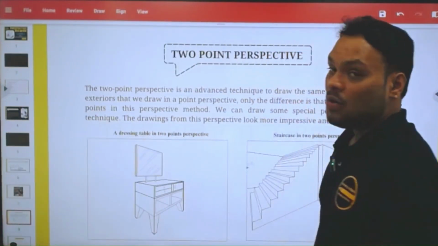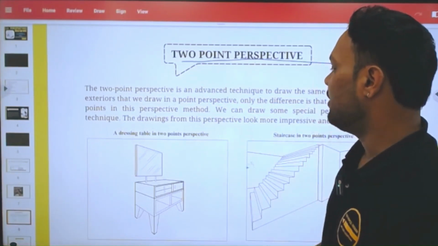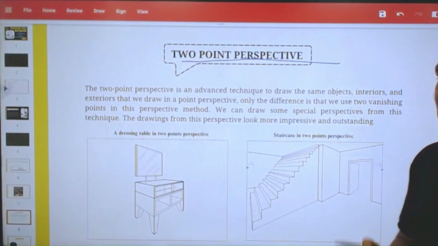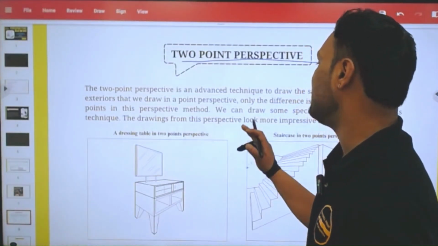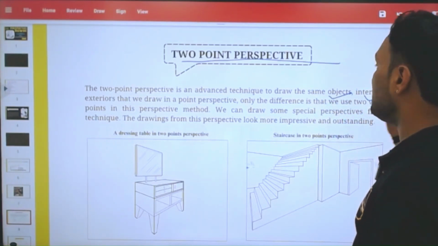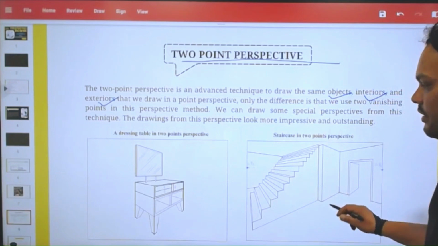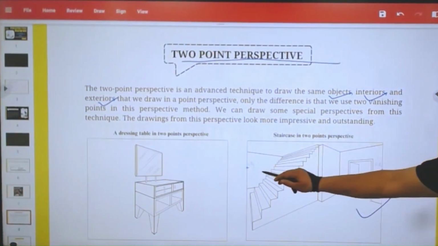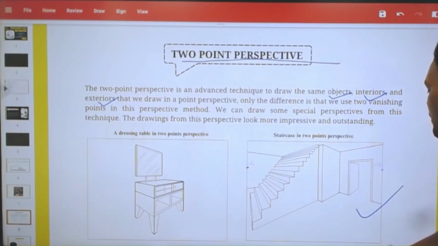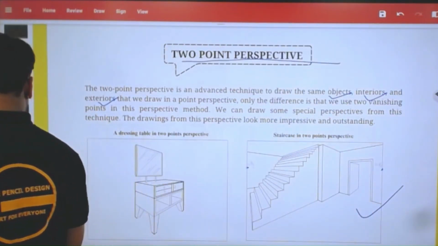Now I am going to discuss a very important thing with you, that is 2-point perspective. Okay. Simple सी language में एक definition लिखा है यहाँ पे, that is, 2-point perspective is an advanced technique to draw the same objects, interiors as well as the exterior spaces. And why we call it 2-point perspective, as you can see in this image too. This is vanishing point 1 and this is vanishing point 2, right? So we have taken 2 points to create this. Okay. So now let's get to the next part of it.